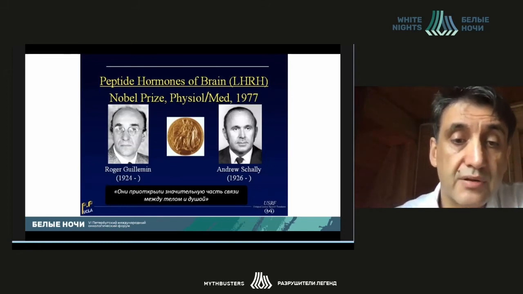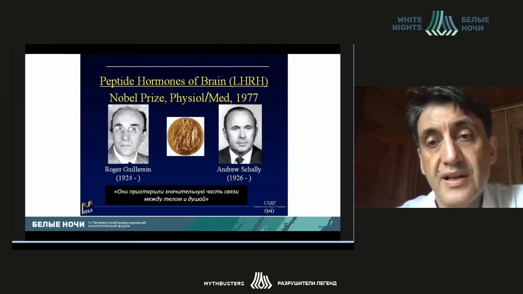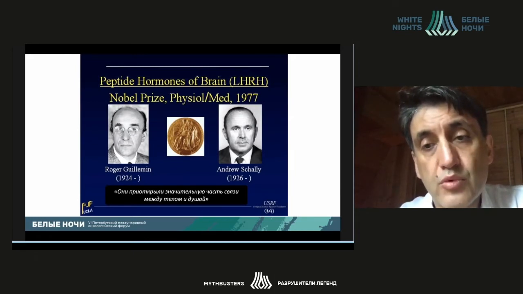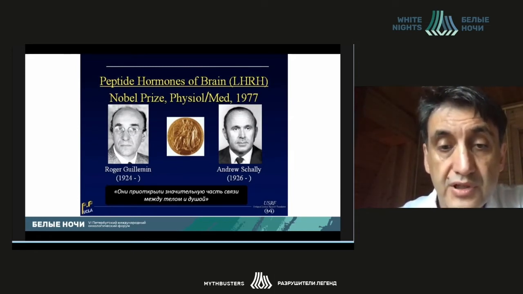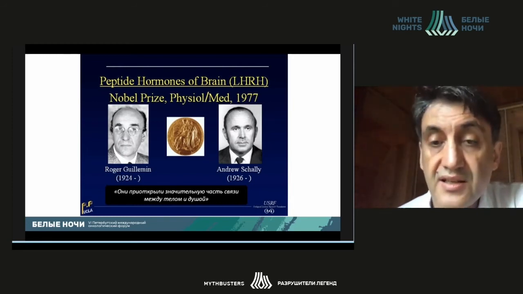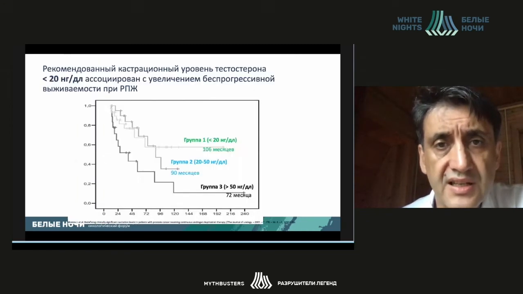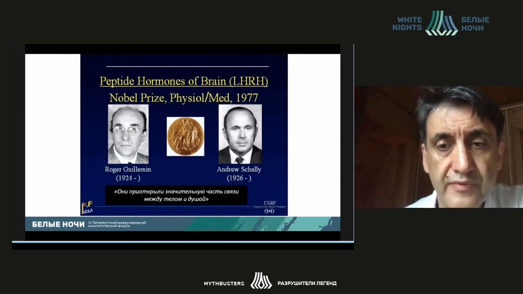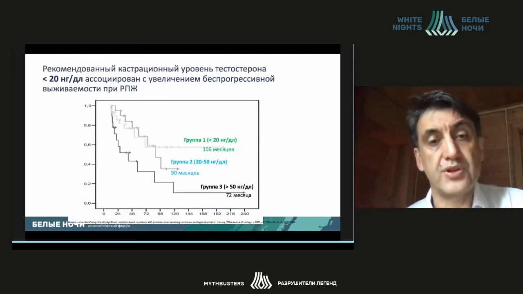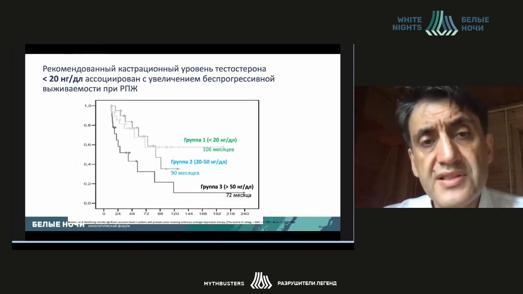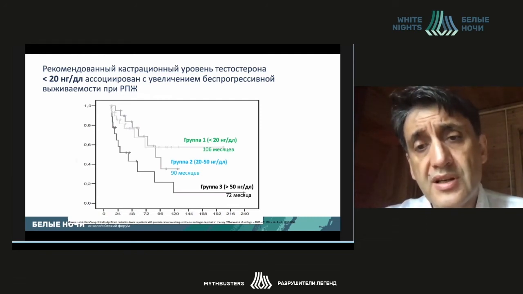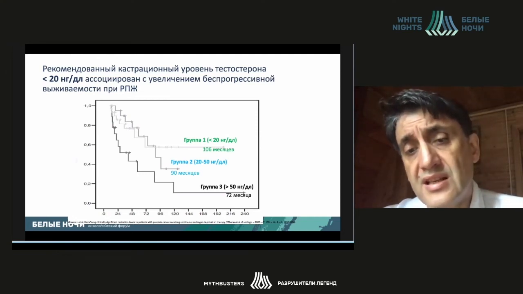Two other Nobel Prizes in that area were received for the discovery of peptide hormones of the brain: gonadotropin-releasing hormone, luteinizing hormone, follicle-stimulating hormone. Roger Guillemin and Andrew Schally received the Nobel Prize for discovery of these neural peptides in the central nervous system, which activate and regulate the production of testosterone by the testicles. Today, it is shown that the level of testosterone attained by surgical or chemical castration might affect the remote results of the treatment.